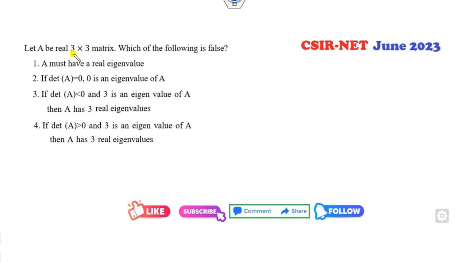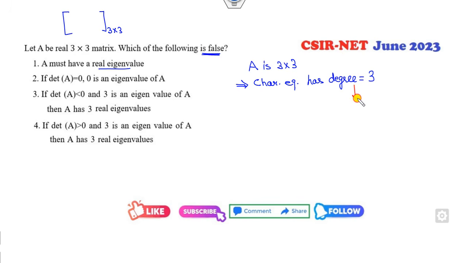June 2023. A is a 3 cross 3 matrix. Which of the following statements is false? A must have a real eigenvalue. Clearly, if A is 3 cross 3, what is the degree of the characteristic equation? It has degree 3, which is an odd degree, so it has at least one real eigenvalue. So it must have one real eigenvalue. That option is correct.